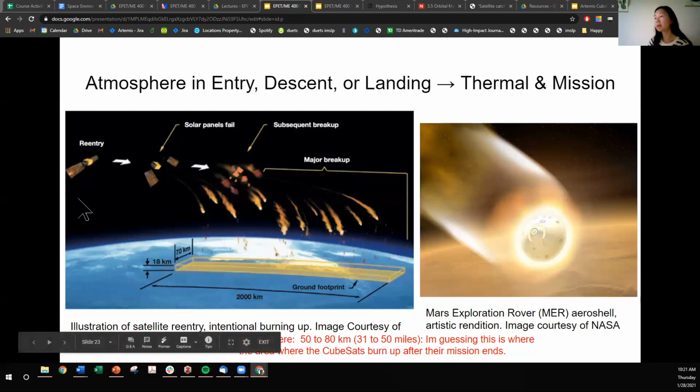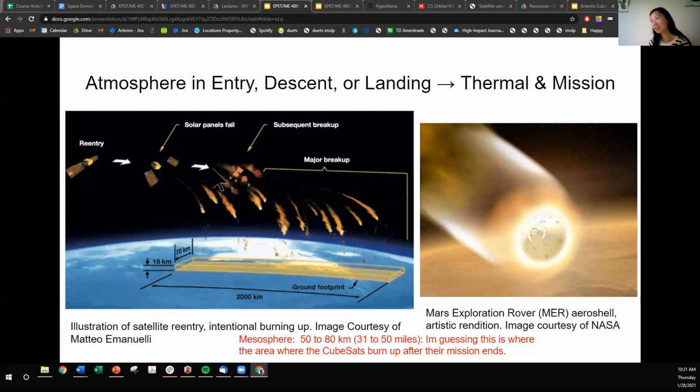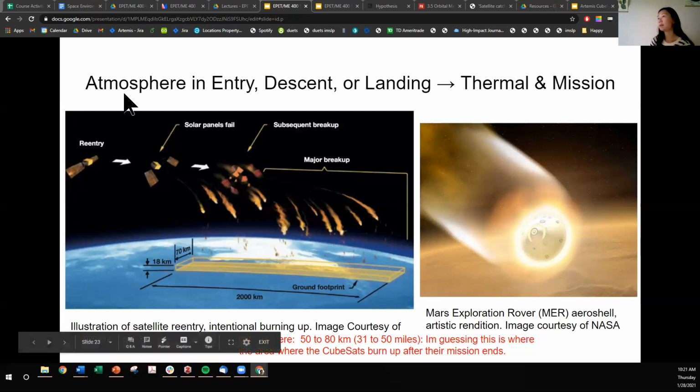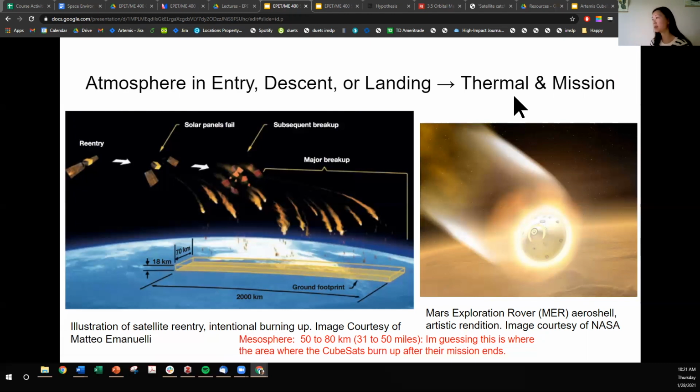So here I have a picture of a satellite re-entry where the point is for the satellite to disintegrate. This is the fate of many CubeSats, many low Earth satellites for that matter. And then on the right, there is an artistic rendition of the MER aeroshell, which is supposed to survive entry, descent, and landing. In either case, the atmosphere determines the thermal profiles that the spacecraft will experience, and also the mission lifetime, as we talked about in the last slide.